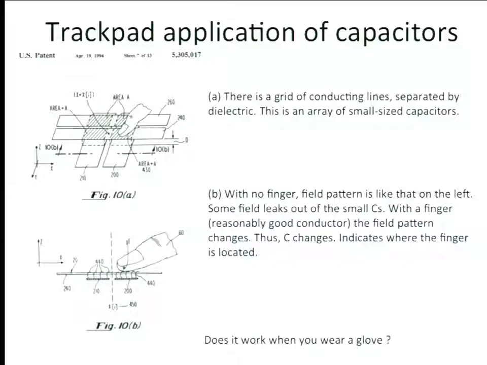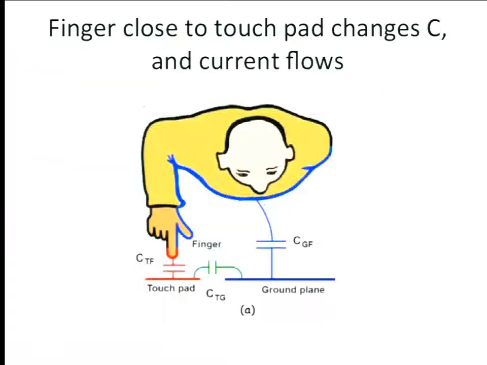So the point is that when you put your finger there, you actually, let me show you the next slide, if I dare. Here I am, bald-headed and everything. See, if I go here, I'm adding a capacitor, I'm kind of a fairly good conductor. And so I'm adding another capacitor in parallel with this. So I'm changing the capacity.